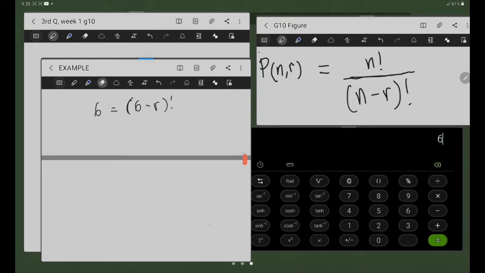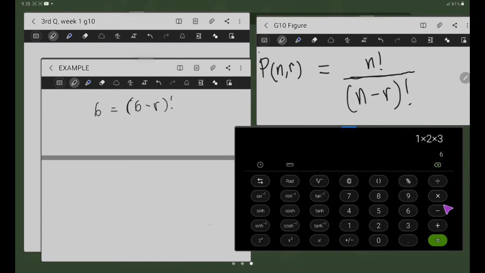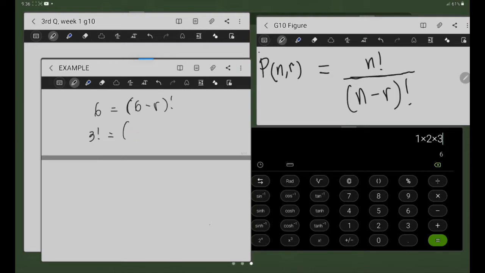Kasi ito yung bagong equation natin. Gawin natin ng factorial form. Convert into factorial. Ano ang number na i-gawin ng factorial is equal to 6? So, 1 times 2 times 3. So, 3 times 2 times 1 is equal to 6. So, this is 3 factorial is equal to 6 minus r factorial, ganun.